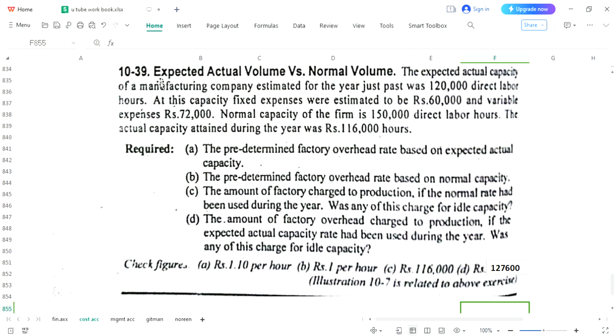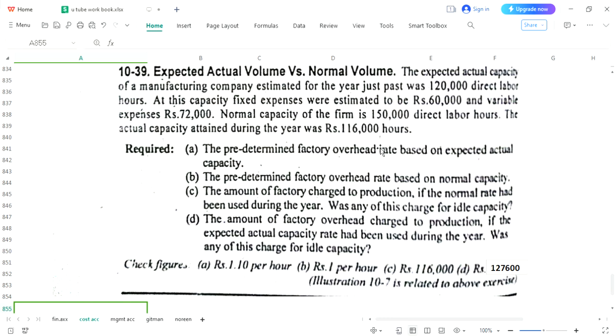Why I am using the words "little bit": traditionally we solve this question on 2 pages. We can solve it, but when you see the volume and requirement of this question, you will come to know that a little bit of difference in the format of this question would appear today. Just start reading: expected capacity 120,000 hours, fixed expenses, variable expenses, normal capacity 150,000 and actual capacity 116,000.